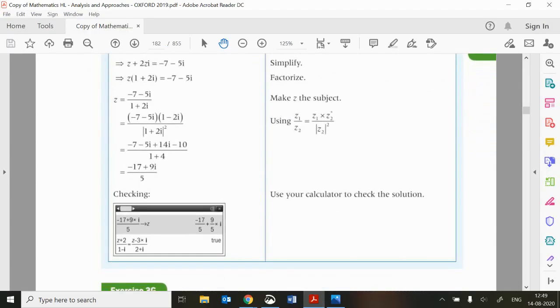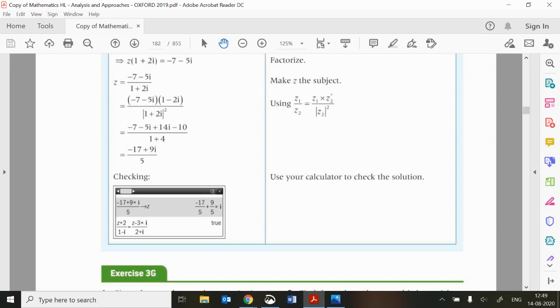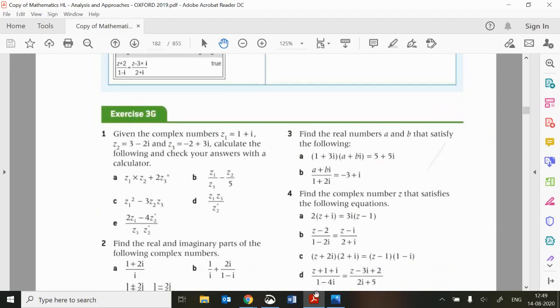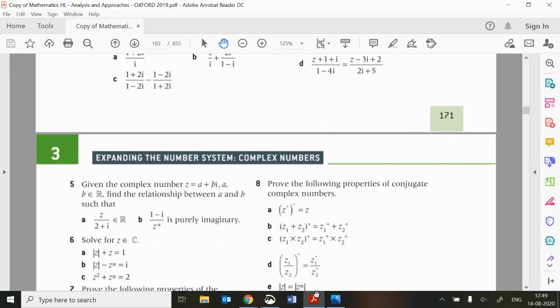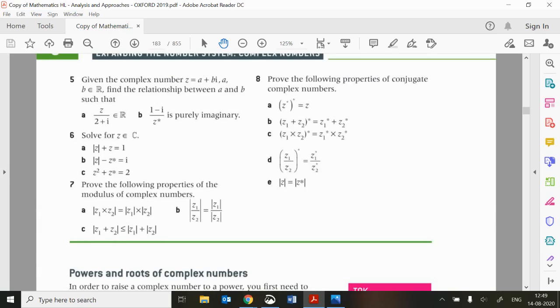Okay, right, well, there's that, and they've checked it on the calculator, which you can do as well. And we got to 3G, and really you need a lot of practice with this. You want to become really proficient with all of these skills. So this one, I'm sure, goes on. There we go. Goes on to part 8, and there's some nice little proofs towards the end here.